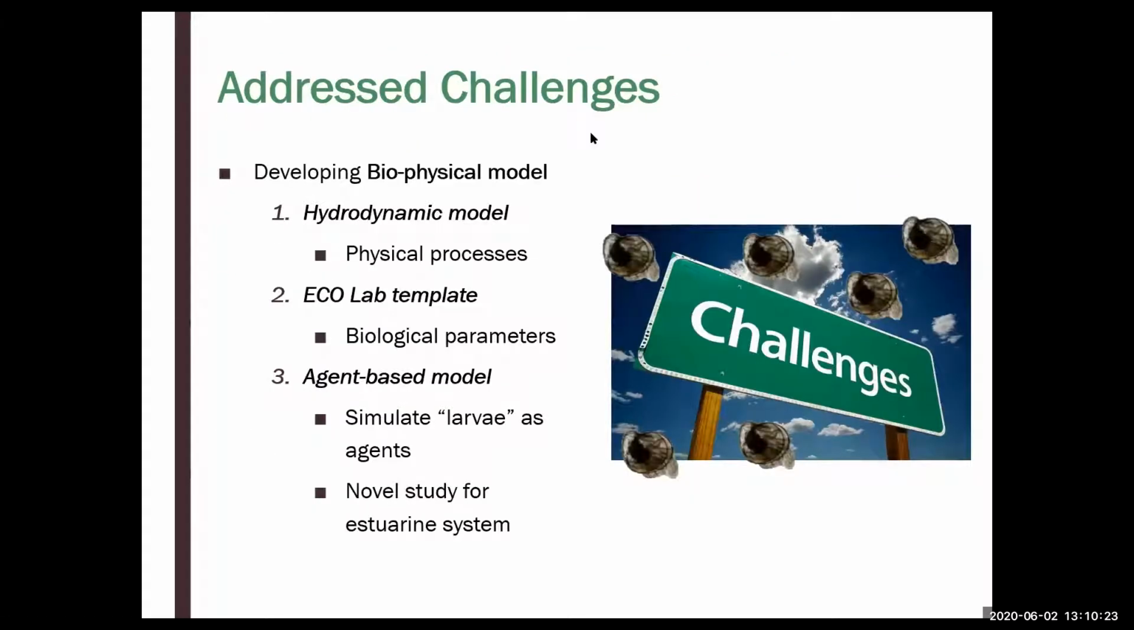Our study addressed these challenges in 3 steps. The first being developing a hydrodynamic model to simulate the physical processes of the system. Second, by developing an ecological template composed of various biological parameters of the eastern oyster. And then third, by coupling the hydrodynamic model with this Ecolab template to simulate oyster larval transport within the system. Next slide, please.